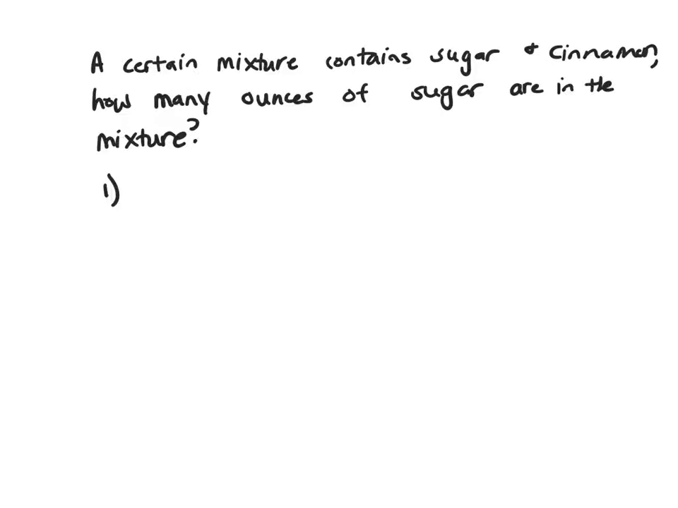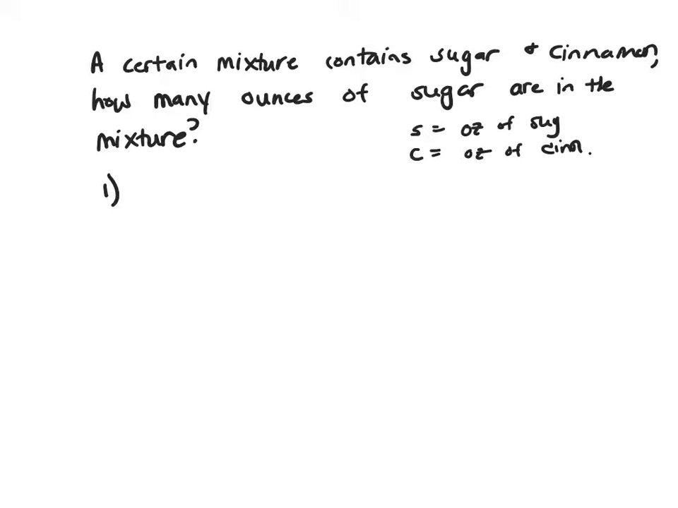We're trying to figure out how many ounces of sugar are in the mixture. So I'm going to let S be ounces of sugar, and we'll let C equal ounces of cinnamon. All right, let's look at clue 1.